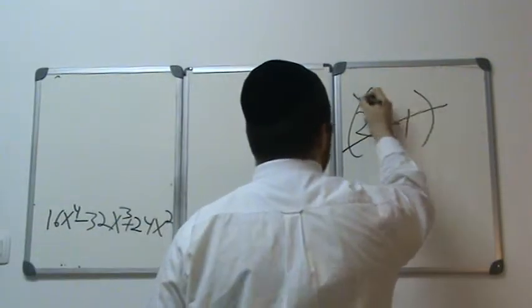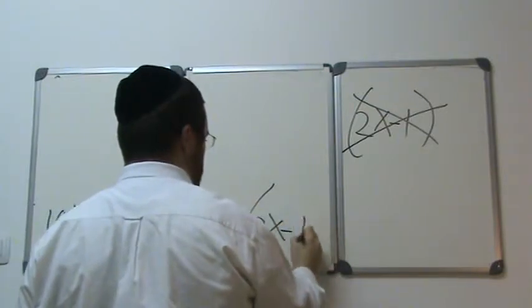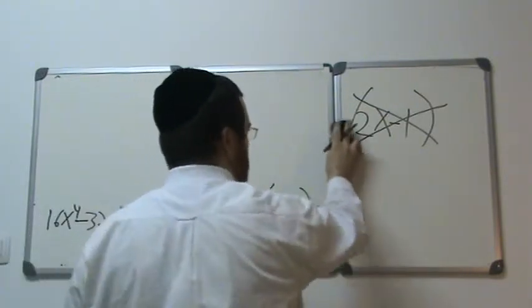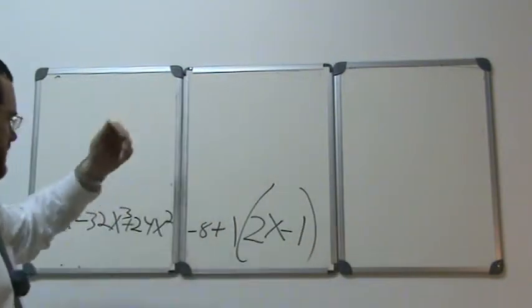Now we're up to the last 2x minus 1 times the last 2x minus 1. Fine. For this we'll need the most room. I'm going to do it up here so we don't get confused.